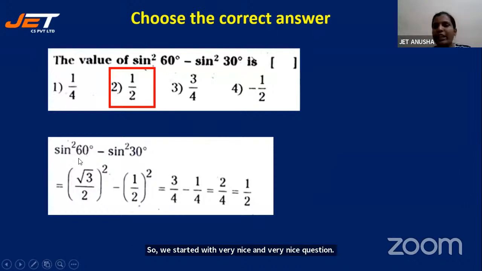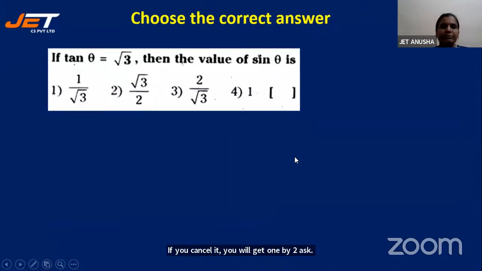So here, look at the explanation. Sine square 60 degrees minus sine square 30 degrees. Sine 60 is what? Root 3 by 2 whole square minus sine 30 is what? 1 by 2 whole square. So root 3 by 2 whole square: root 3 whole square is 3, 2 square is 4. So 3 by 4 minus 1 by 2 whole square, which is 1 by 4. 3 by 4 minus 1 by 4 is nothing but 2 by 4. If you cancel it, you will get 1 by 2 as the answer. Okay. So let's go with the next one.